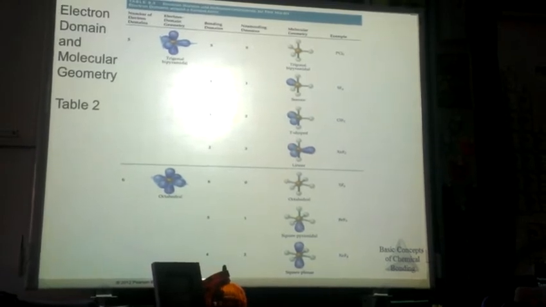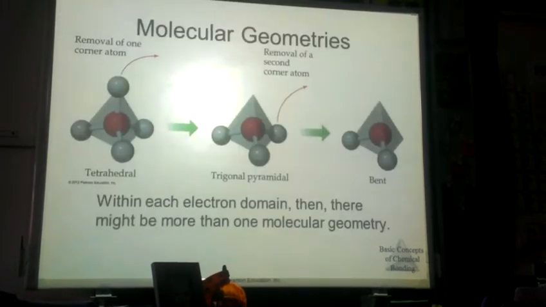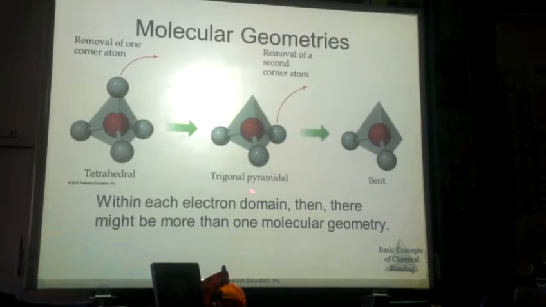And they will ask you, this is the molecule, draw the Lewis structure. Once you draw the Lewis structure, predict the electron domain geometry. Once you have your electron domain geometry, predict the molecular geometry. Once you have the molecular geometry, tell me the bond angles. Okay. So this is saying the same thing.